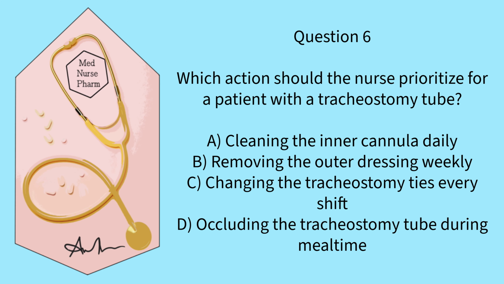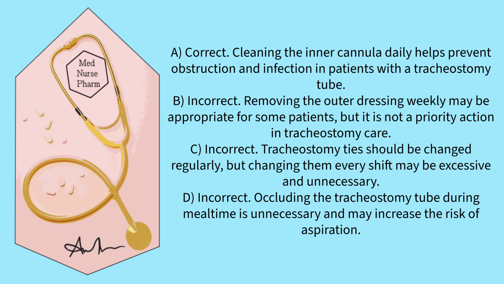Question 6. Which action should a nurse prioritize for a patient with a tracheostomy tube? Cleaning the inner cannula daily, removing the outer dressing weekly, changing the tracheostomy ties every shift, occluding the tracheostomy tube during mealtime. Pause the video and select your answer. If you chose option A, you are correct. Cleaning the inner cannula daily helps prevent obstruction and infection in patients with a tracheostomy tube.